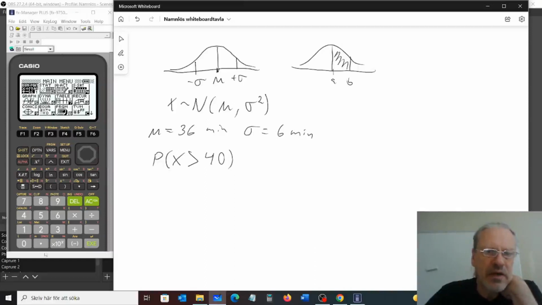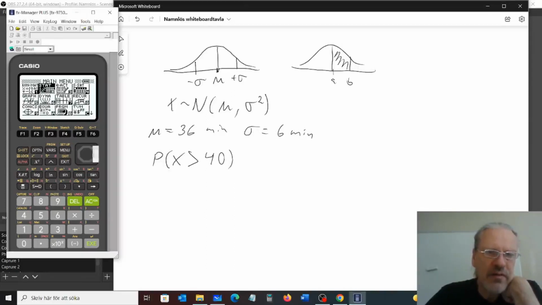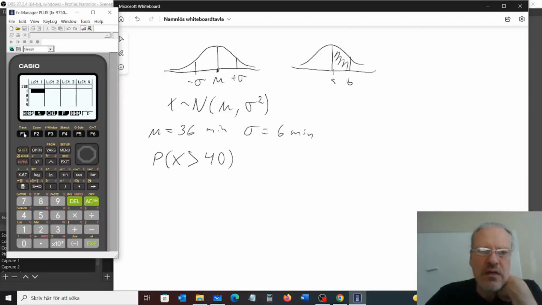By the way, the one I'm using here looks a bit different because it has a bit more functions than the one I used before. So we go in here to stat mode, distribution, normal, and we will basically always use this one. The first one we will never use. So we go in here, see that we have variable here. Our lower value, since we're talking about the probability to get above 40, we take as 40.